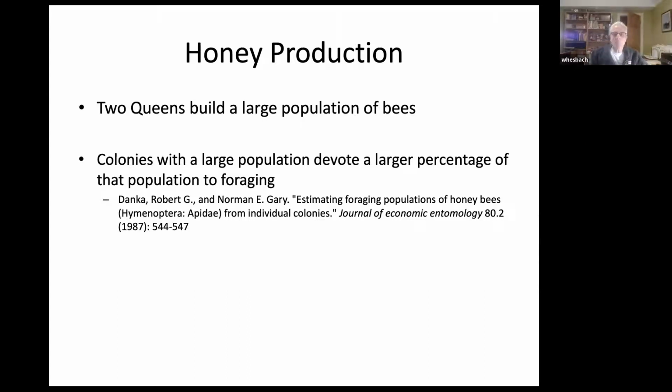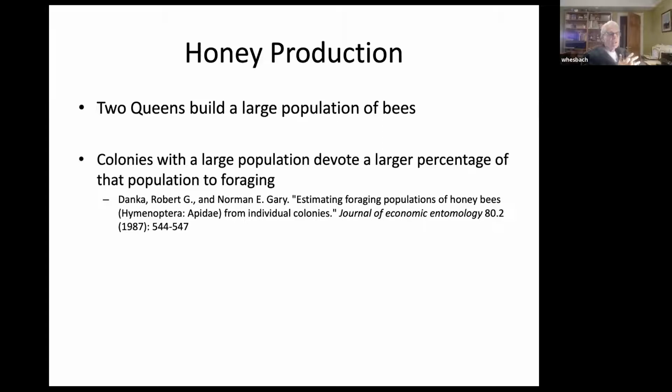And Danka, a well-known bee researcher, was the PI on this paper back in 1987, and he just published a paper last month. So he's still around doing all this science. He set out to show in this paper that colonies with large populations devote a larger percentage of that population to foraging. Now that's an interesting concept.